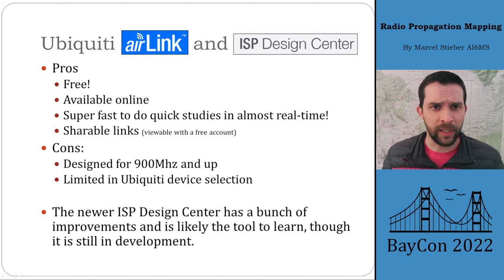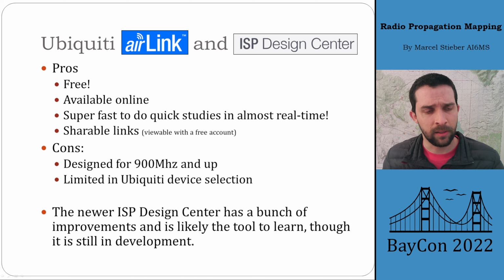So both of these are free. They're available online. You do have to make a free account with Ubiquiti to be able to really play with it and save things. But it's really fast. So the nice thing is it's real time. You can plot things in real time and see these things in real time as well, which is really cool. The great thing is you can also generate shareable links. So you can generate a link and share it to other people that you're collaborating with, and they can view that same network that you've built and the coverage that you've shown to do that.